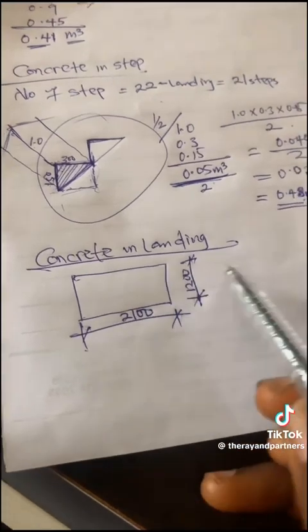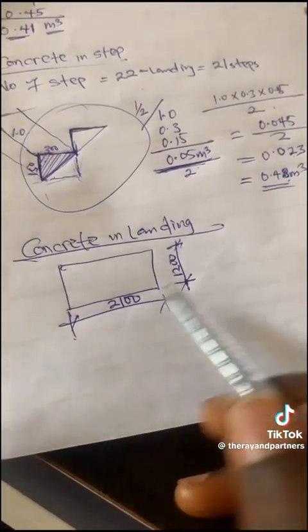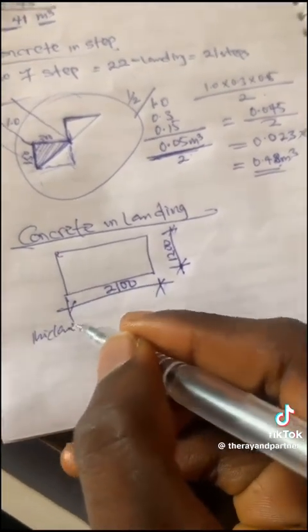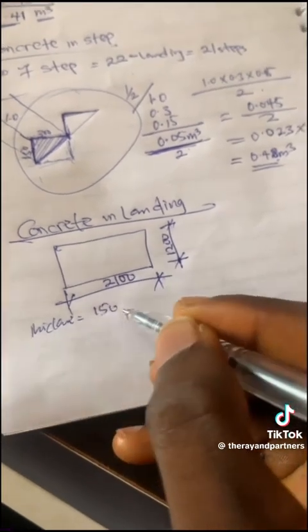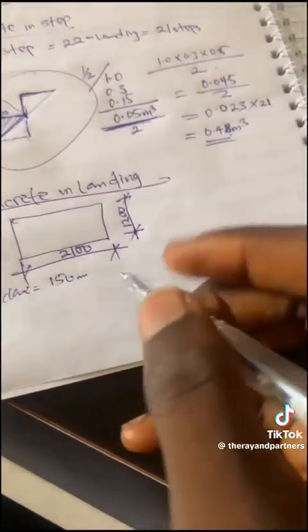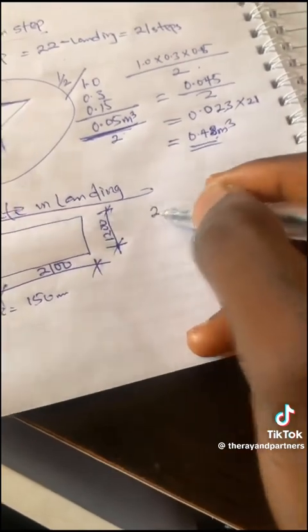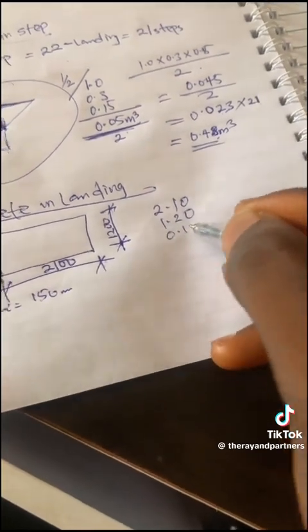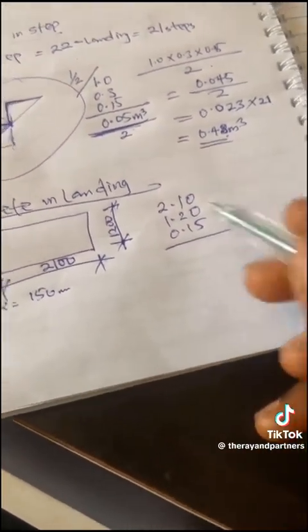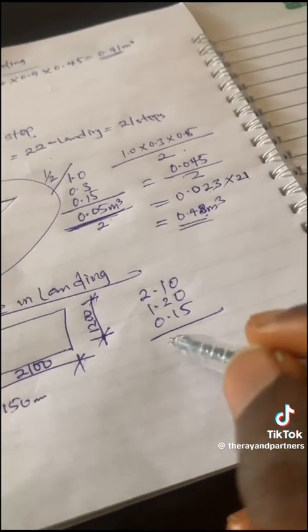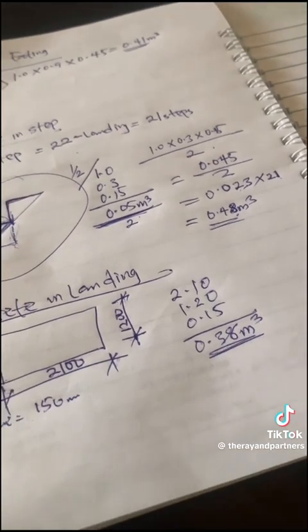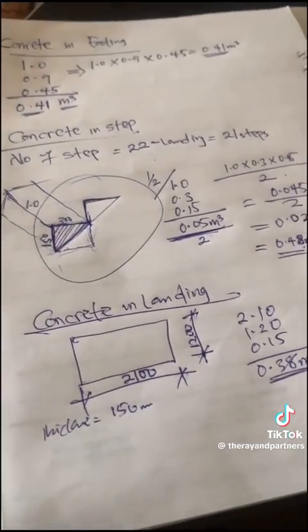For the concrete in landing, the length of our landing is 2001, while the width is 1002, and the thickness is 150 mm. So we will now say 2.10 by 1.20 by 0.15. So that will give us 0.38 meter cube.